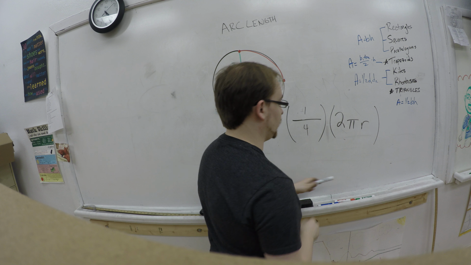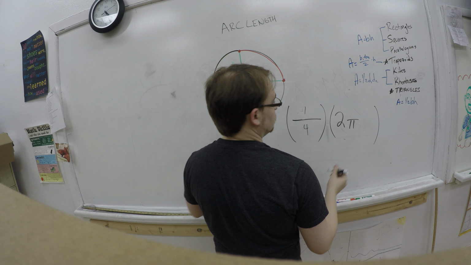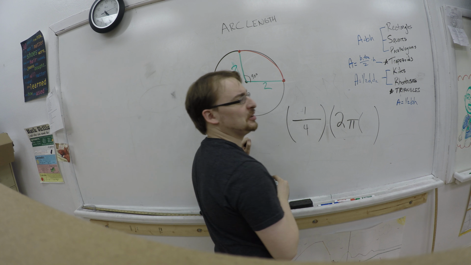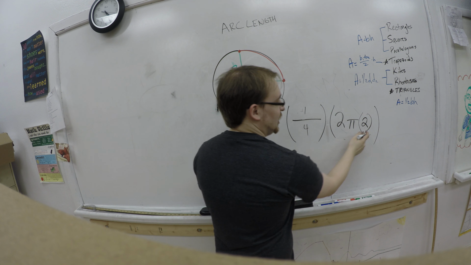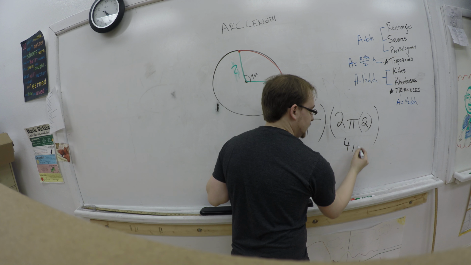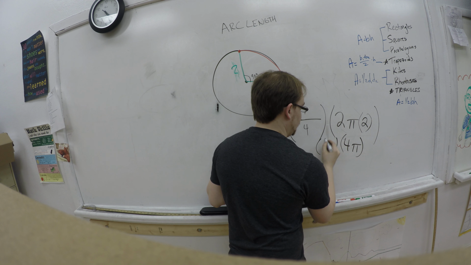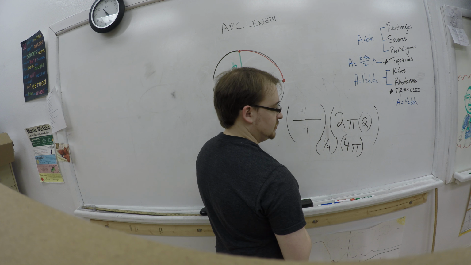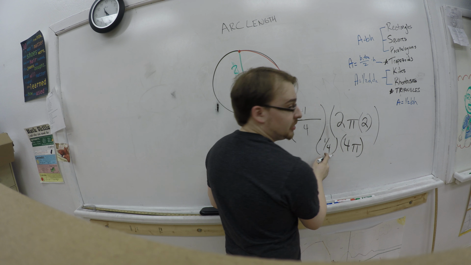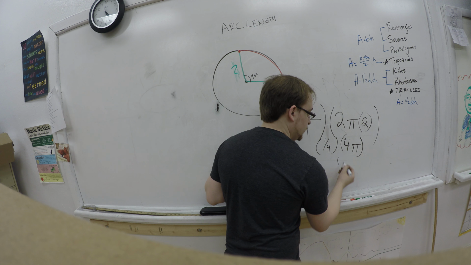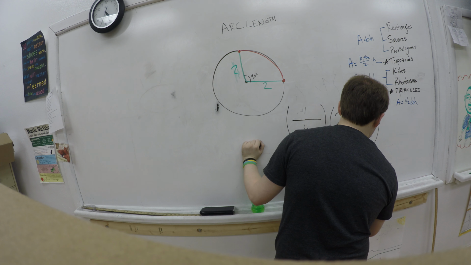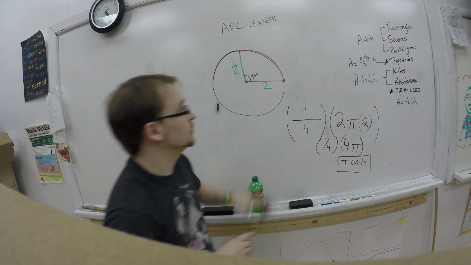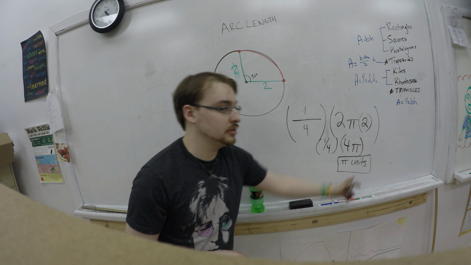So now we've got this. What's our r value? 2 times 2 is 4 pi times a quarter. 4 divided by 4 is another way of saying this, which is just 1 pi, or just pi, units, because it's not area. We're talking about the circumference, so it's just regular units.